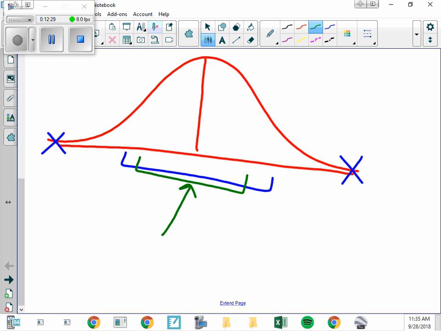Right, but the problem is we don't have the green line. Yeah, okay. Okay, good.